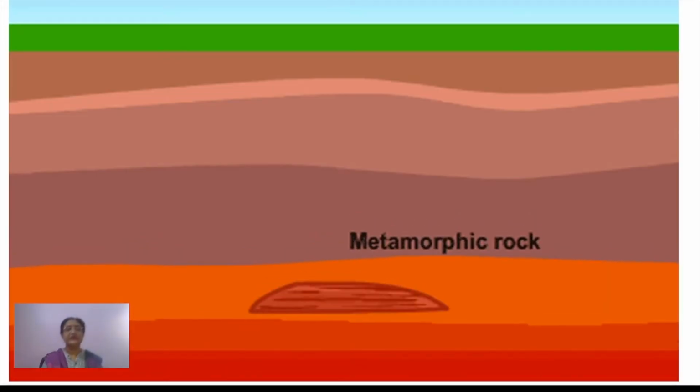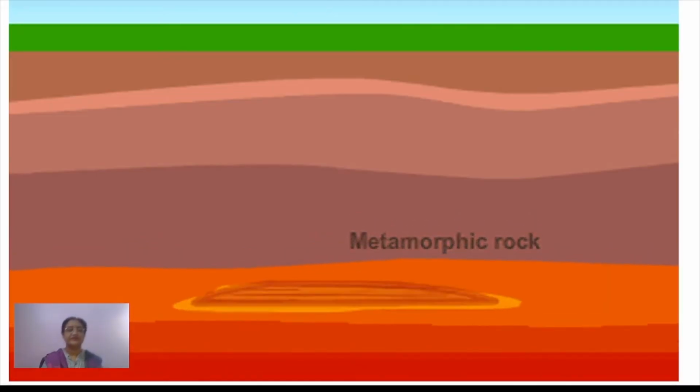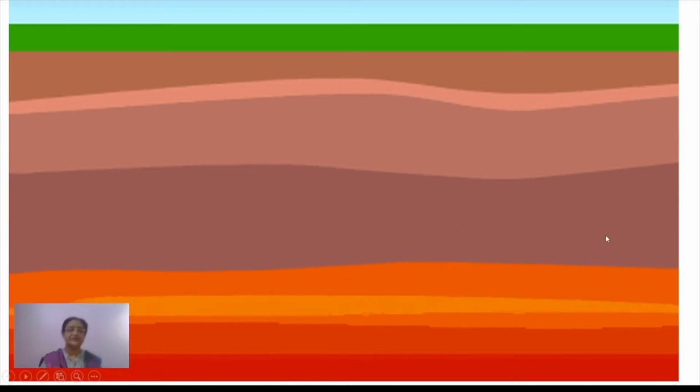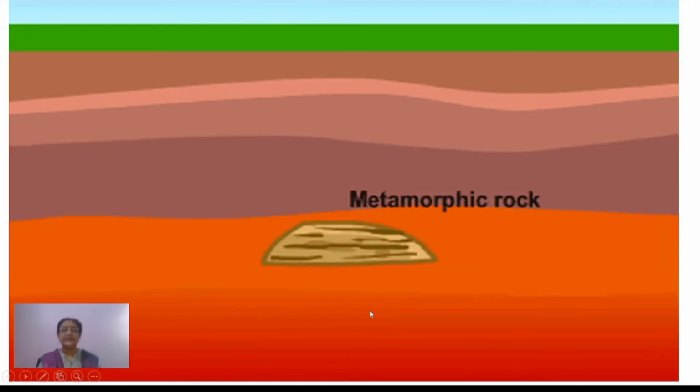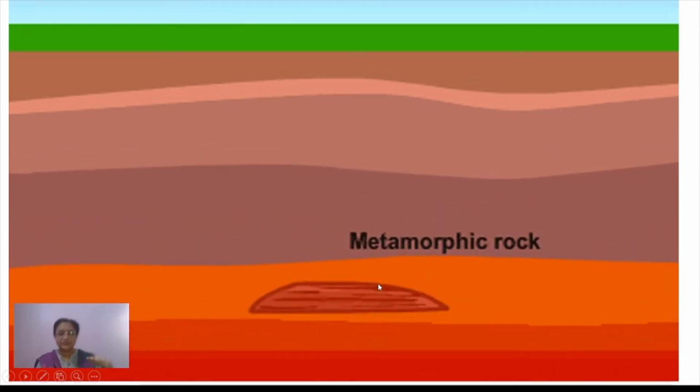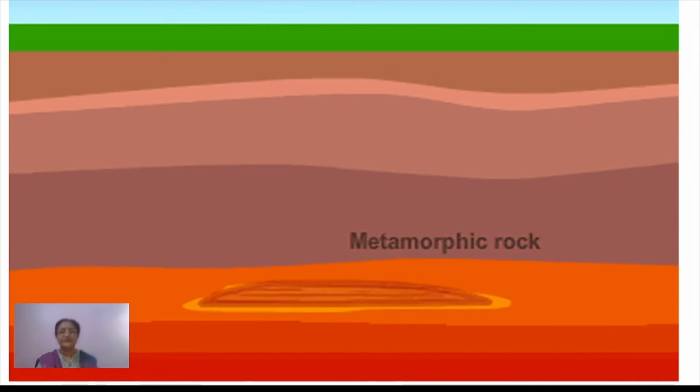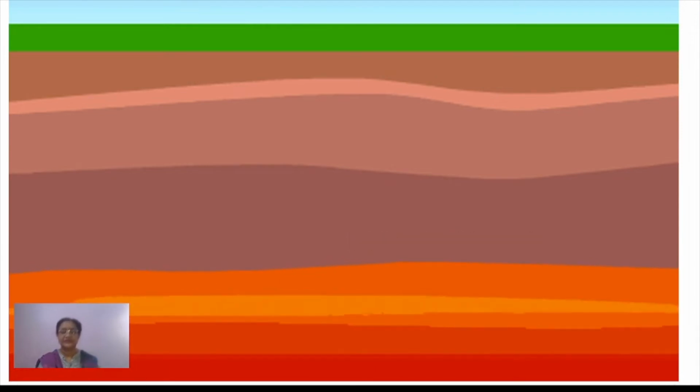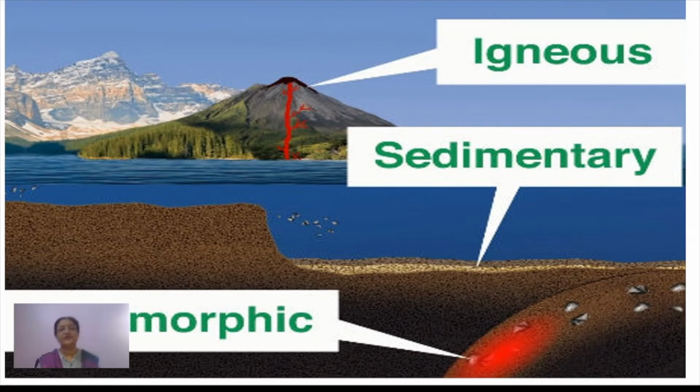Now you can see here how the metamorphic rocks are formed under extreme pressure of the upper lying layers. As it gets buried deep inside, it goes to a very great depth, and there it starts converting into a new form of rock. So this is how it is formed under extreme pressure and heat.